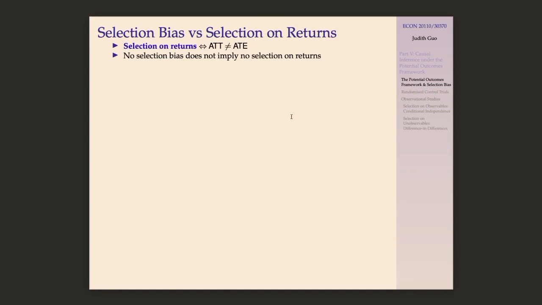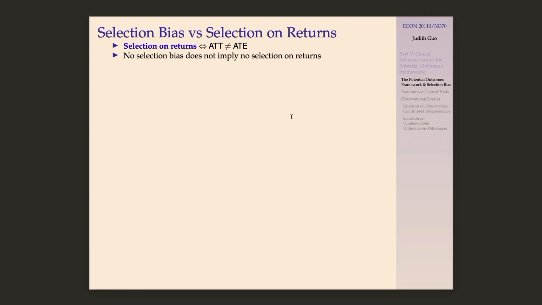And another concept that is related to selection bias, but they're completely different. So we have selection bias and selection on returns. Selection on returns is just another name to refer to the situation where the average treatment effect on the treated is different from the average treatment effect in the population.